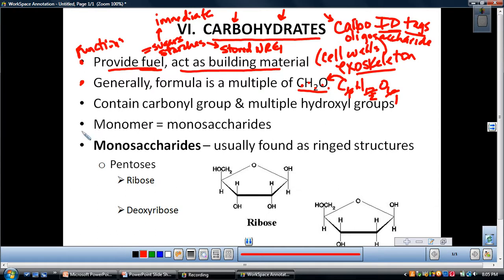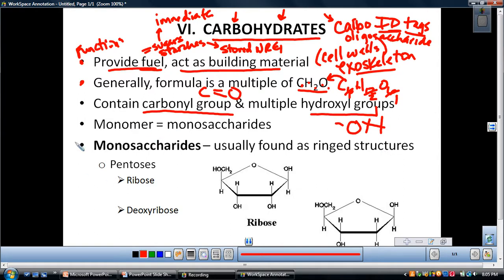The third bullet describes the functional groups that are present in a carbohydrate. I introduced a couple of days ago the carbonyl functional group. This is the carbon that is double bonded to an oxygen. That's the carbonyl functional group. Plus, carbohydrates are going to have multiple hydroxyl groups. The hydroxyl group is the OH group. So a carbohydrate is going to have multiples of the hydroxyl groups, and it's definitely going to have a carbonyl group.